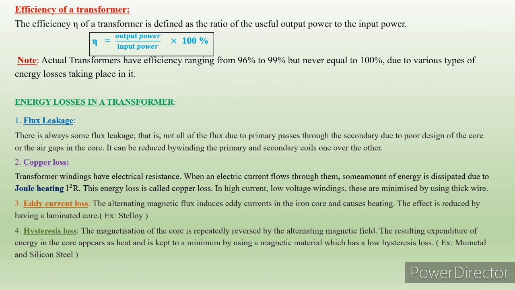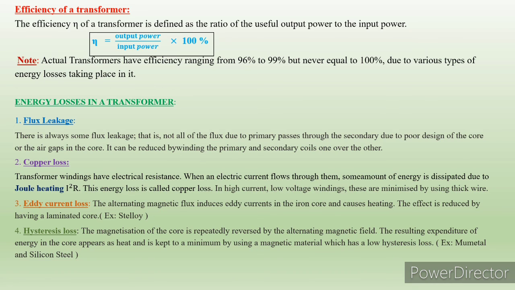Note, actual transformers have efficiency ranging from 96% to 99%, but never equal to 100% due to various types of energy losses taking place in it. Energy losses in a transformer.